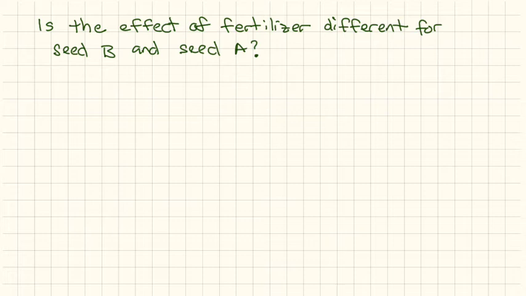But what if the effect of the fertilizer is different for different seeds? Maybe some seeds were made to work with the fertilizer, or the fertilizer was made to work with a certain seed type. So this is where effect modification can help us answer this question.